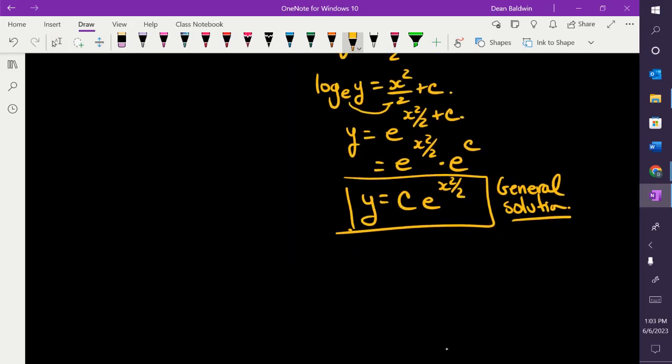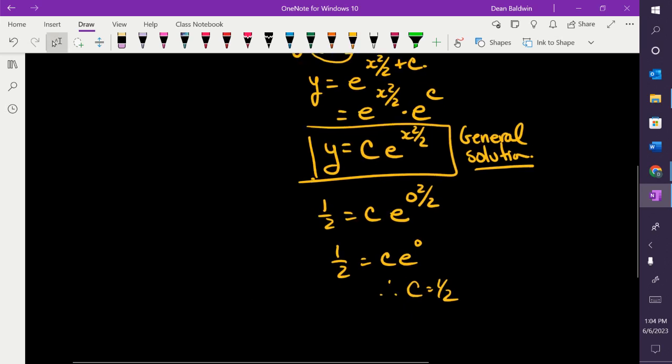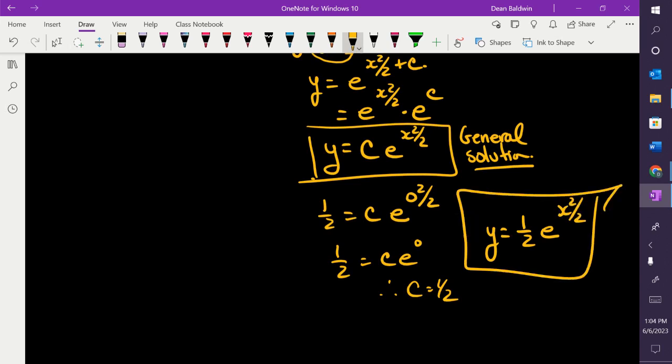So 1/2 is equal to c e to the 0 squared over 2. What's 0 squared divided by 2? Okay, so then I get 1/2 equals c e to the 0. What's e to the 0? So what's c? So the equation is y is equal to 1/2 e to the x squared over 2. That is called the particular solution.